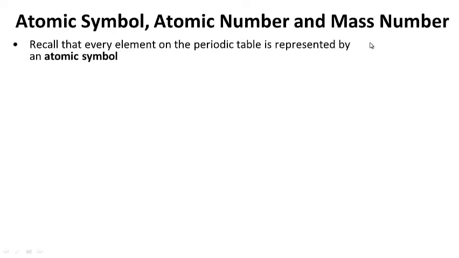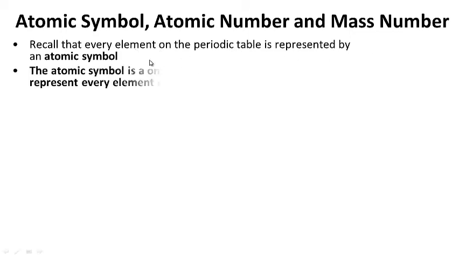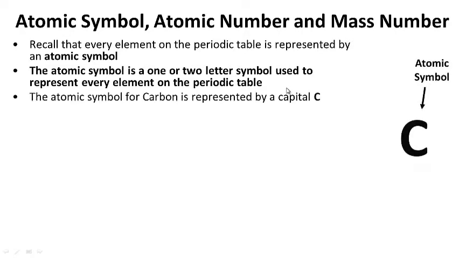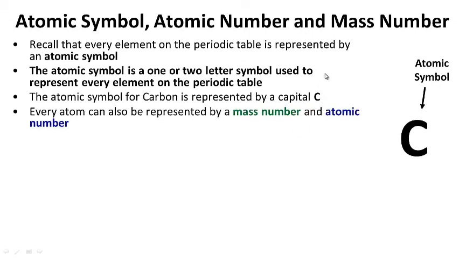So: atomic symbol, atomic number, and mass number. Recall that every element on the periodic table is represented by an atomic symbol. The atomic symbol is just a 1 or 2 letter symbol used to represent every element on the periodic table. So the atomic symbol for carbon is represented by a capital C. Every atom can also be represented by a mass number and atomic number.